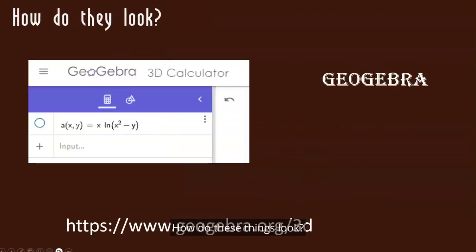How do these things look? I have trouble visualizing a lot of these things. There are lots of tricks to get a partial view of what's going on, but nowadays we've got all these programs that will actually graph this for us so we can use that to see what it actually looks like. One of my favorites is GeoGebra.